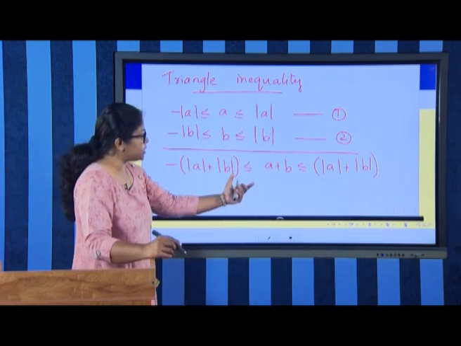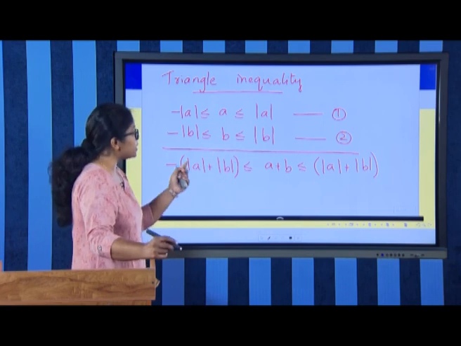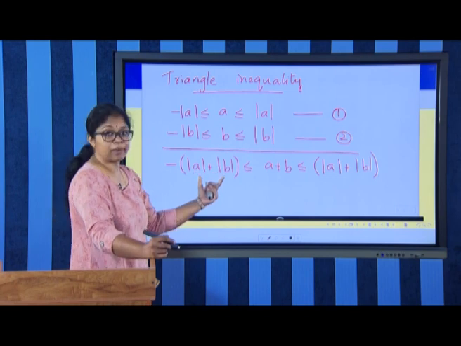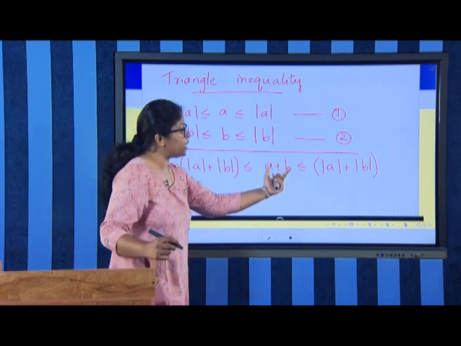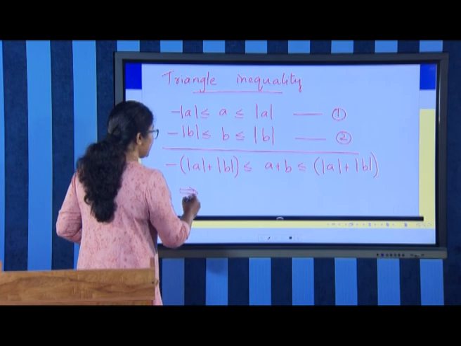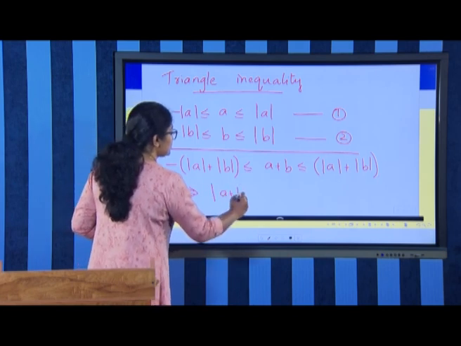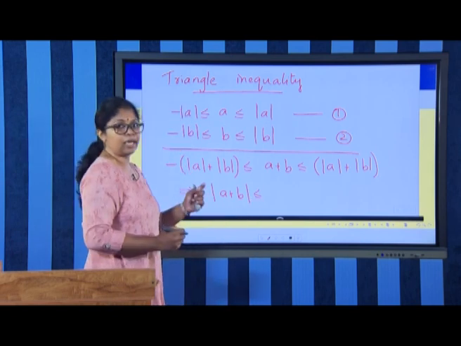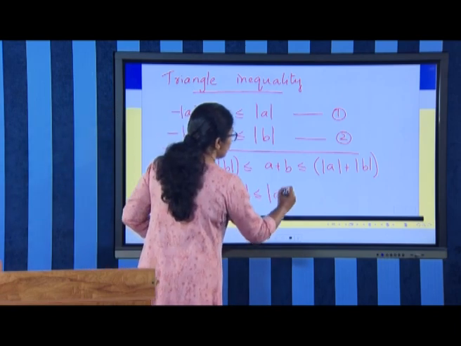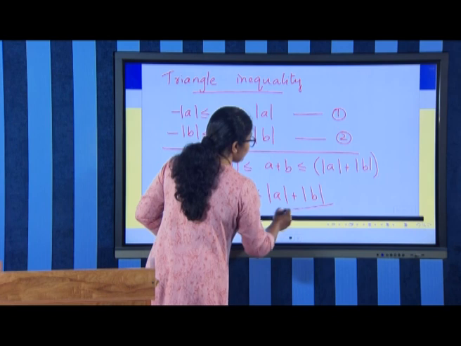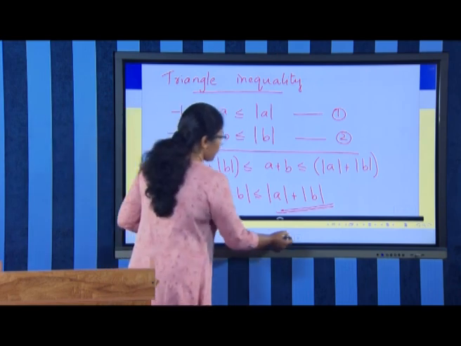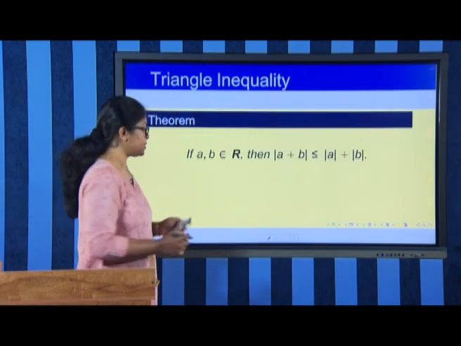Now, look at this inequality and go back to the previous theorem. What does this inequality now have? Negative of a positive number is less than or equal to a plus b less than or equal to that positive number. So, by condition number 3, what is this indicating? Modulus of a plus b is less than or equal to c, where c is nothing but mod a plus mod b. So, this is less than or equal to mod a plus mod b, and hence we have the proof of the triangle inequality. So, that is this theorem.